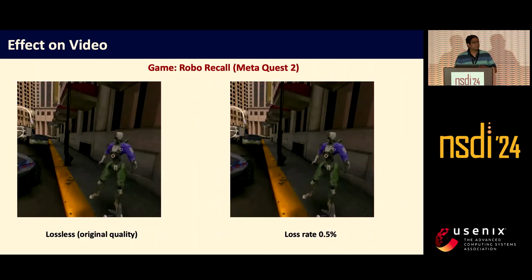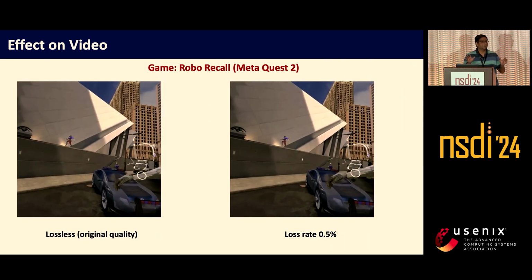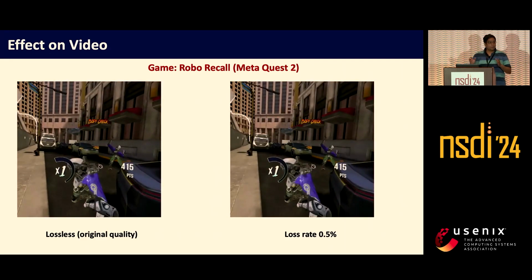This is what happens in video with 0.5% loss, which is actually very low. You can start seeing artifacts already. This is very visual, so you're probably seeing that. On the right hand side, these are actual game traces.